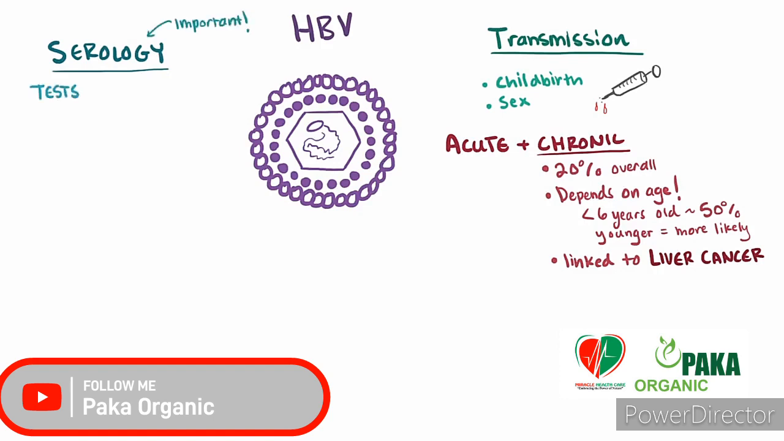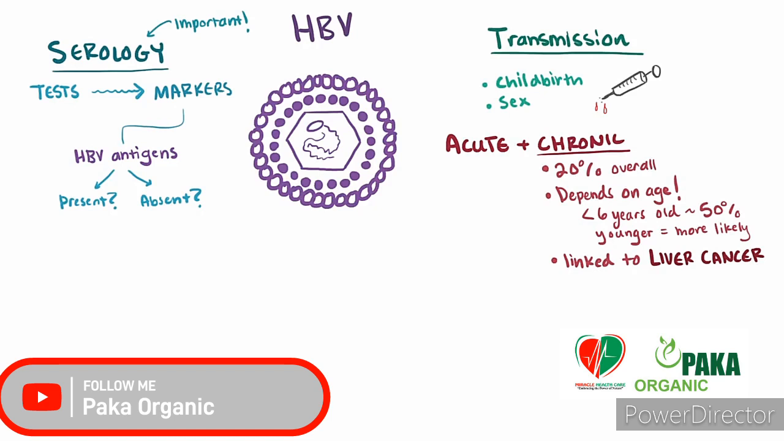And kind of like hepatitis C, we can use a variety of testing methods, like PCR, to look for certain markers, especially the HBV antigens. And the presence or absence of each of these at different time points can tell us different things.